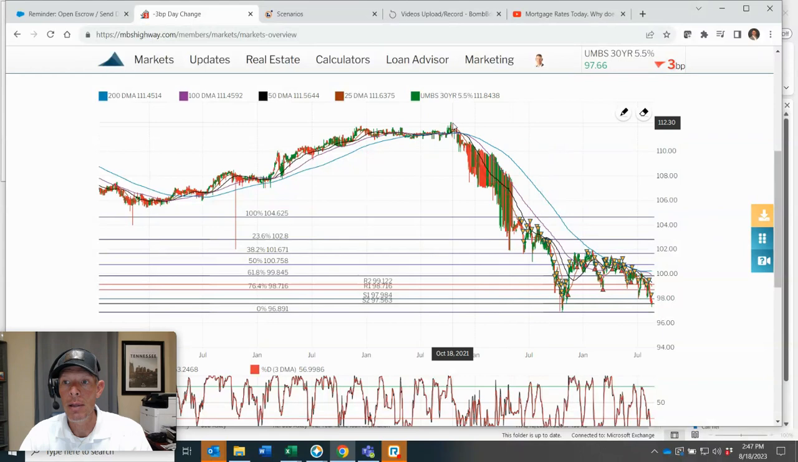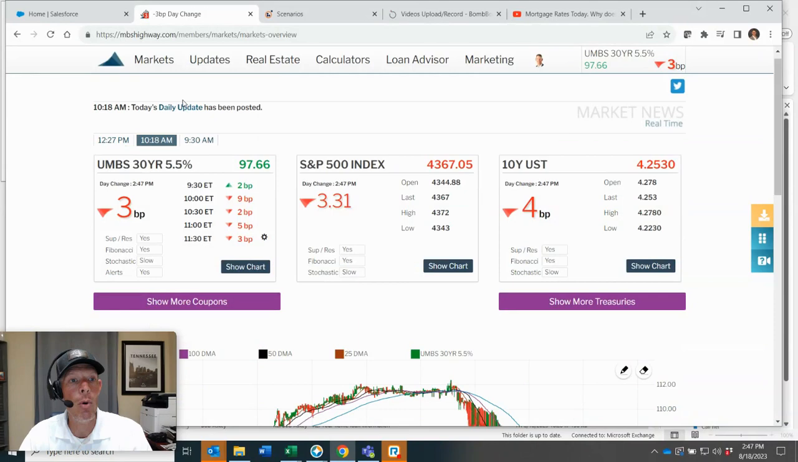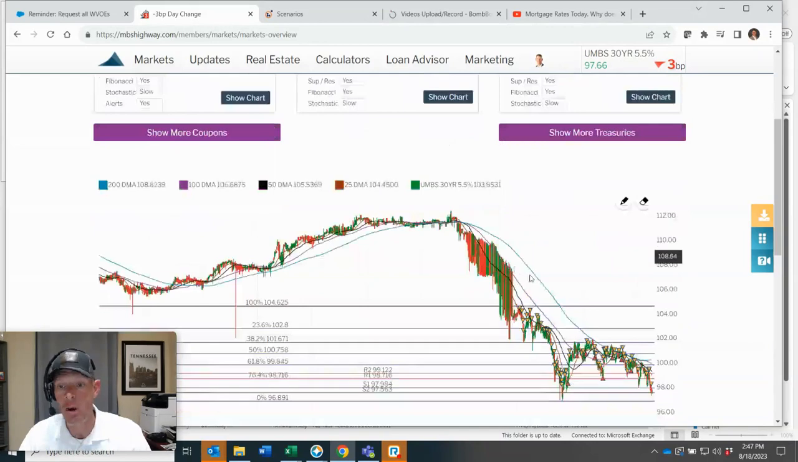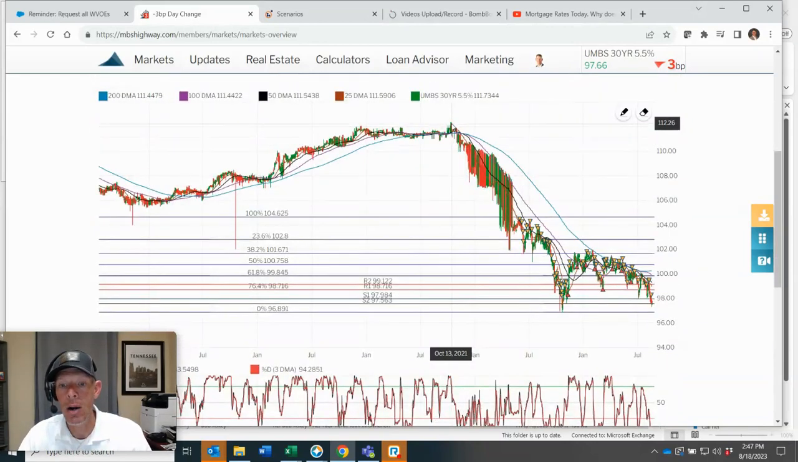So if this was our peak here at 112.30 on a 5.5% 30-year mortgage-backed security coupon, that's what that's called. So if you go back to this date here, October 13th, 2021, we were at 112.47. Now we are sitting here on the same coupon at 97.4. Okay, so this is approximately a 1,500 basis point swing. We have lost 1,500 basis points on the 5.5% coupon.